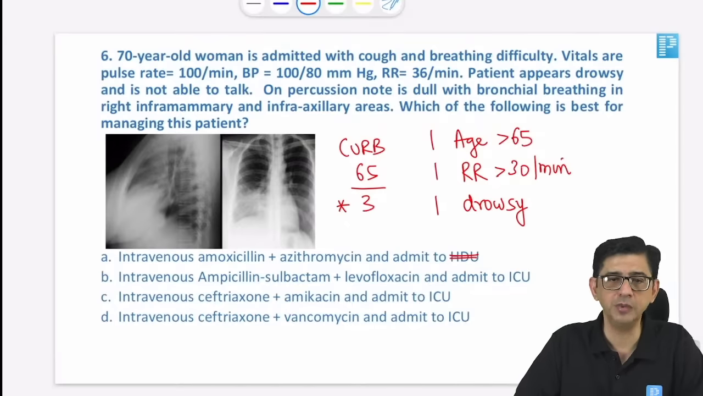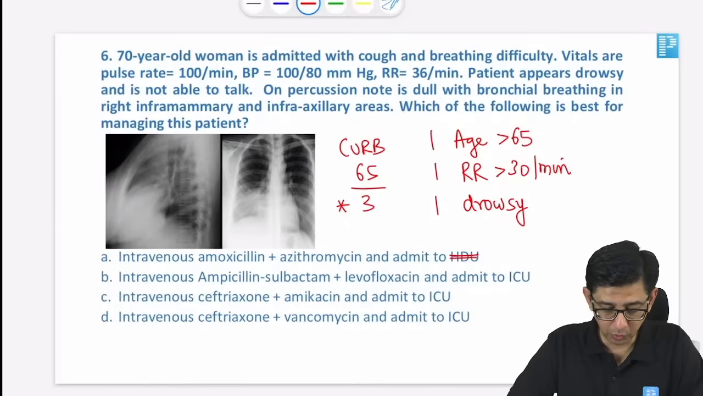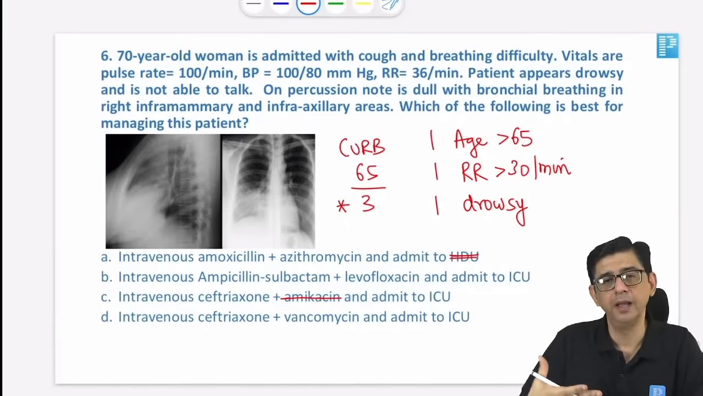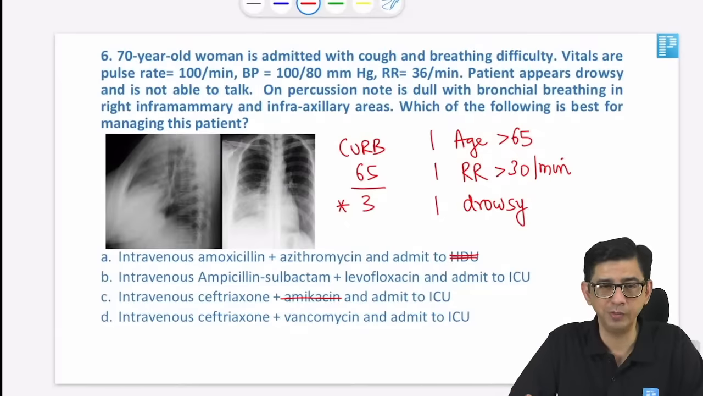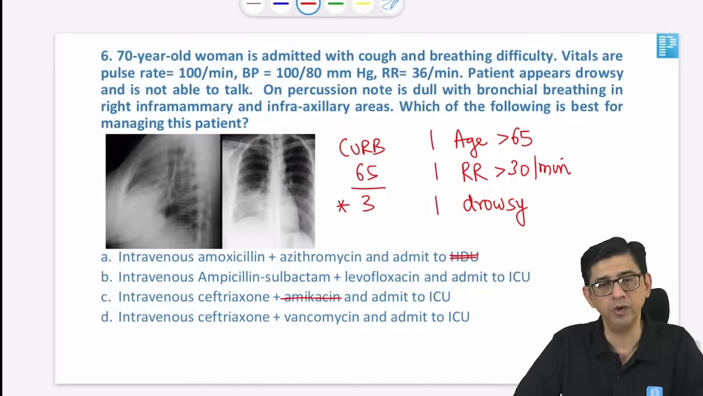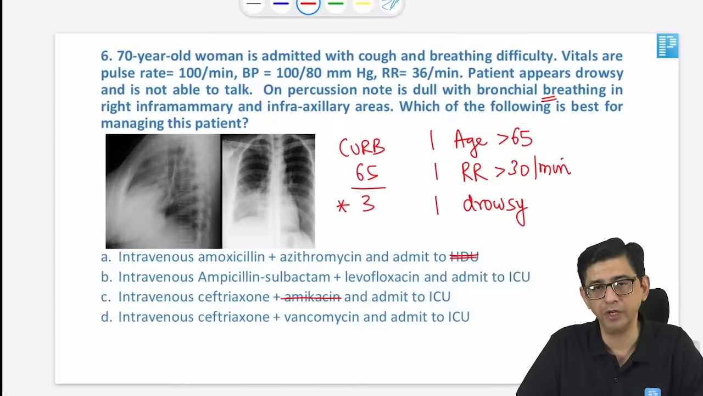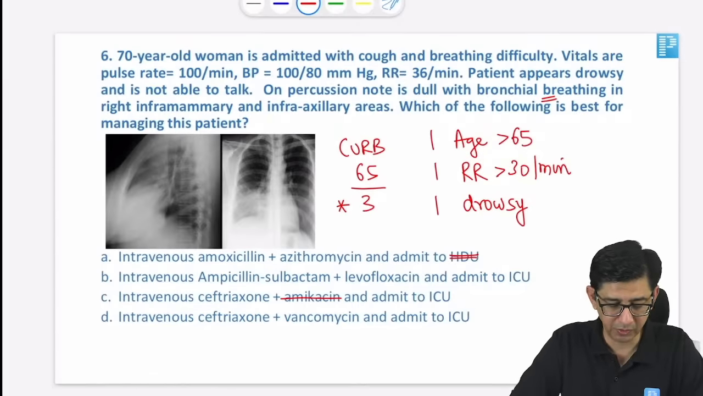And for these patients, if it comes to option number C, amikacin, we do not use amikacin or aminoglycosides for management of a case of community acquired pneumonia. The auscultatory finding of bronchial breathing is confirming that we are dealing with a case of pneumonia, plus there is a consolidation as well.